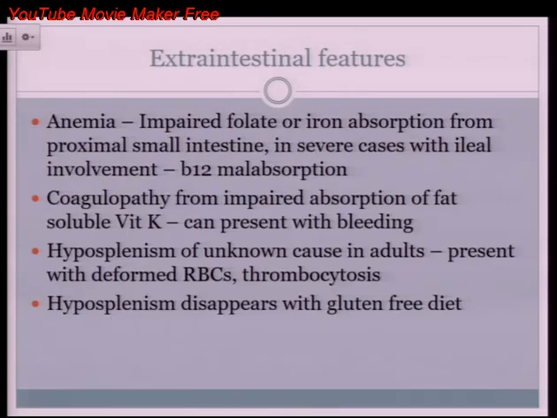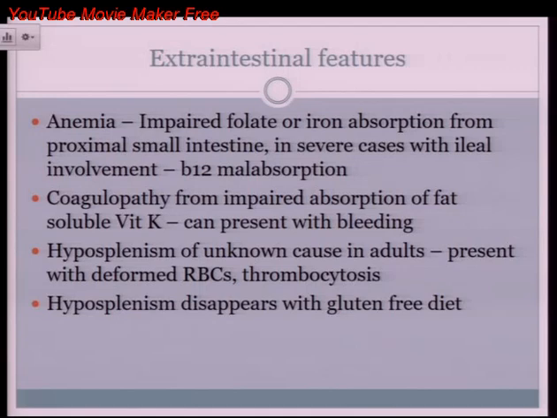So there are a lot of other extraintestinal features that can also be seen with celiac. One of the most common ones is anemia. If they have proximal small intestinal involvement, they can have impaired folate or iron absorption. In severe cases, they can also have impaired B12 absorption if the ileum is also involved. So most commonly they present with iron deficiency anemia, but they can also present with folate and B12 deficiencies.